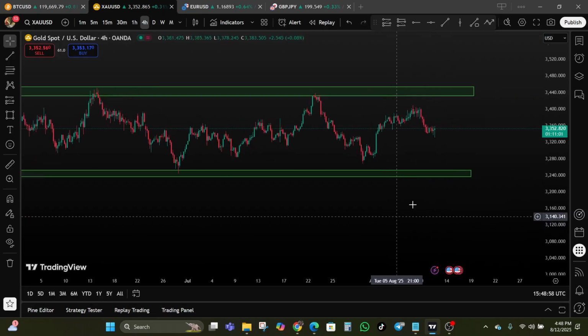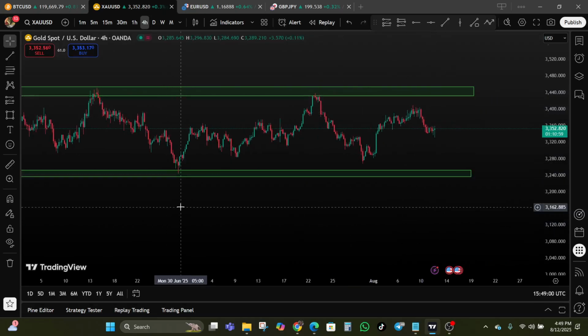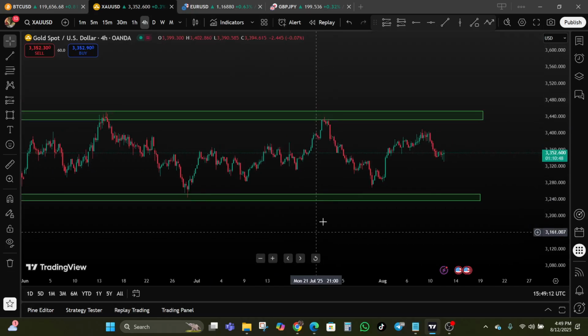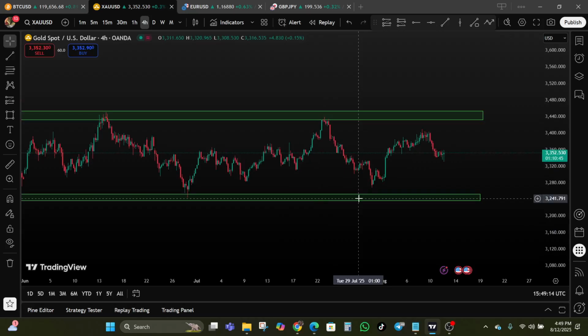All right, so now once price has tested your support, you have to look out for bullish candlestick patterns. It might be a bullish engulfing, it might be a pin bar, any other bullish candlestick pattern that you would use as a confirmation before entering a buy trade.